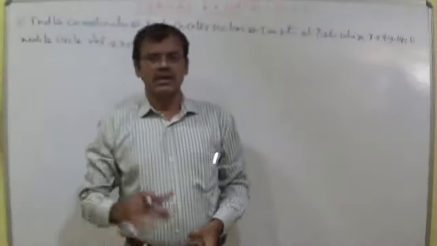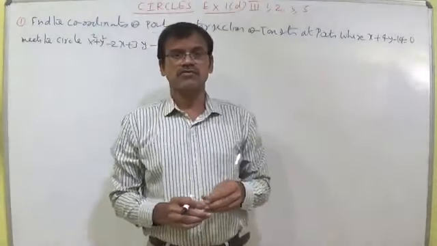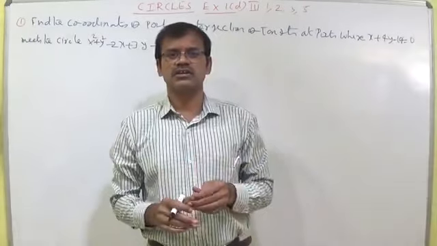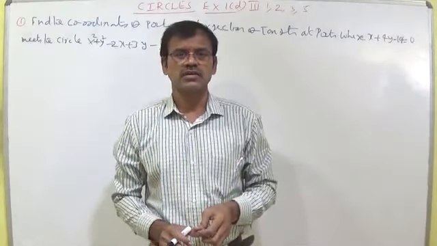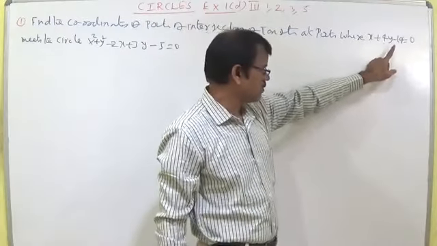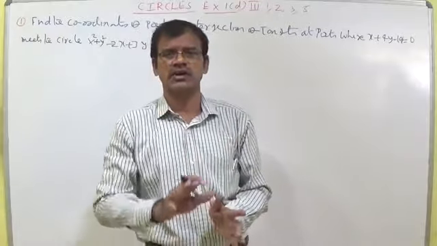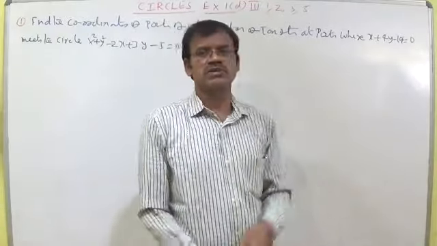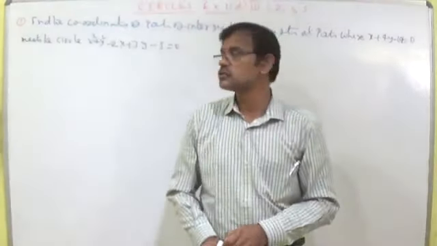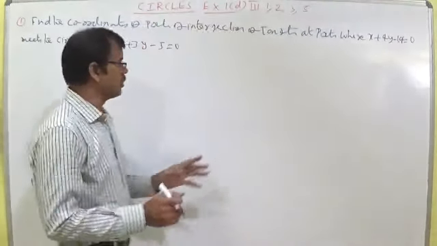Here the question is given in an indirect model. We should calculate the locus of points of intersection of tangents drawn at the extremities of a chord, where the line drawn is x plus 4y minus 14 equal to 0. So indirectly he is asking us to find the pole of the line with respect to the circle. Directly he did not give it, we should try to understand the concept. So you should calculate only the pole.